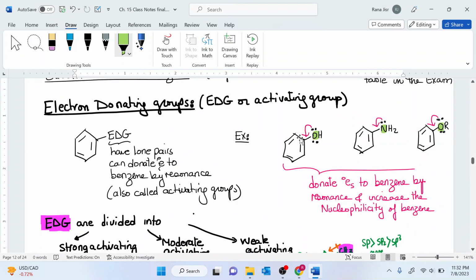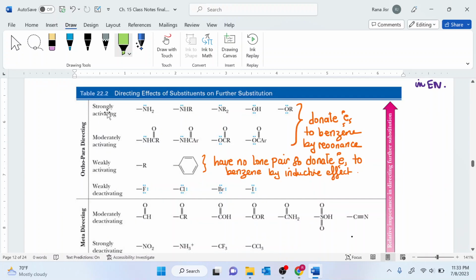Donation of the electrons will increase the nucleophilicity of the benzene, so it's going to make the benzene more nucleophilic. Electron donating groups are divided into strong activators, moderate activators, and weak activators. All of these activators direct to the ortho and the para positions, which you are allowed to have in the exam.